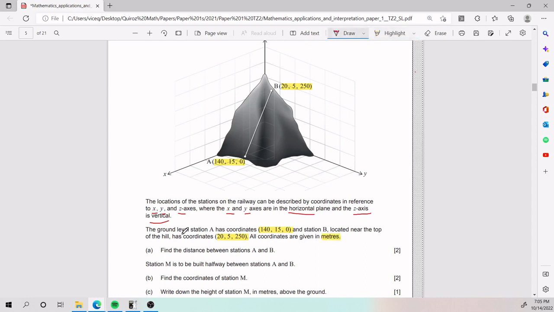So for part 2, part A, we have: find the distance between stations A and B. So what is the keyword here? What is the keyword here? Distance, ¿cierto? Anytime you hear the word distance, or even if you're not sure what to do, just open up your formula booklet and see what you can find. Once you identify the buzzwords, it should be relatively easy.